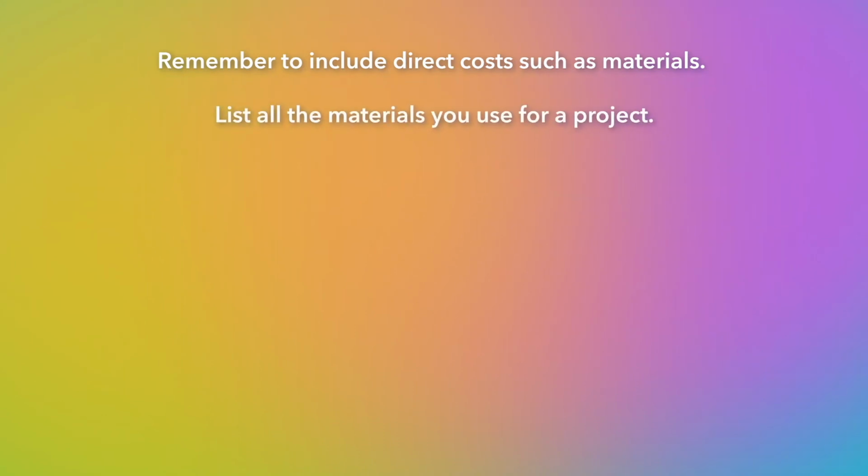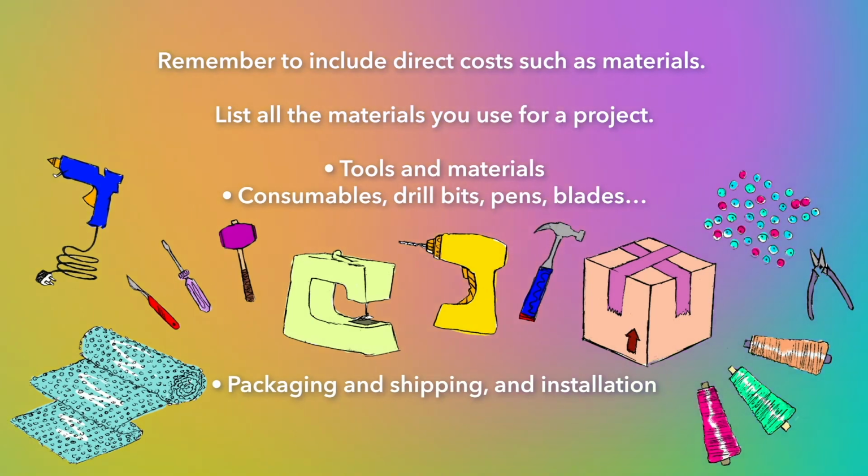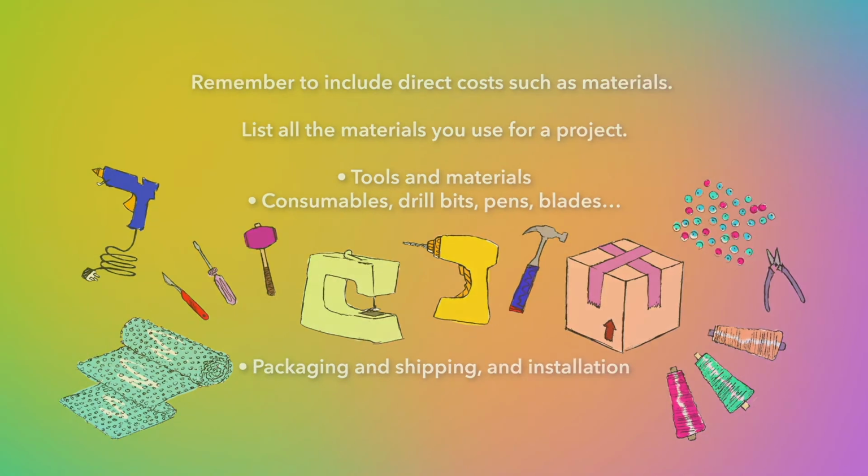Remember to include direct costs such as materials. Many practitioners forget to include these costs and can easily lose money this way. Get into the habit of listing all the materials you use for a project. These could include everything that goes into creating your work. For example, tools and materials, consumables, drill bits, pens, blades. And don't forget costs that come at the end of a project, like packaging and shipping and installation.